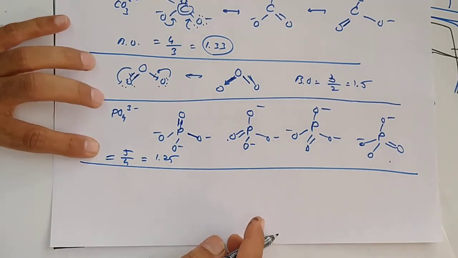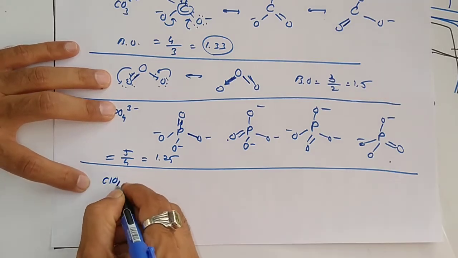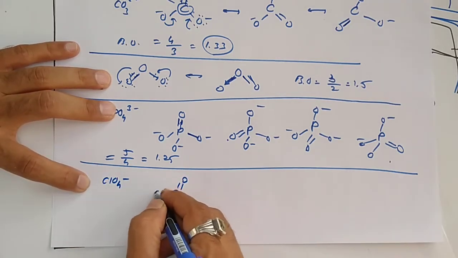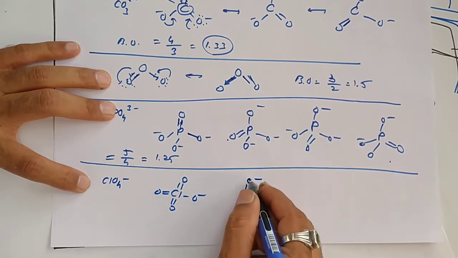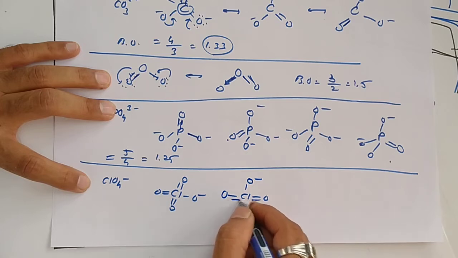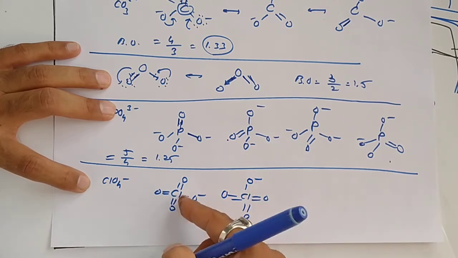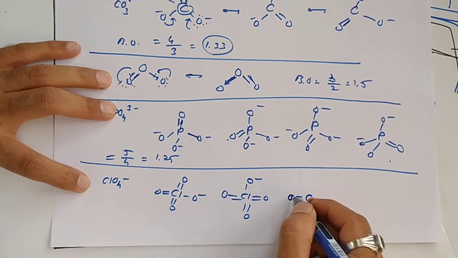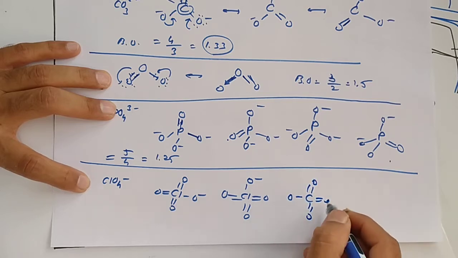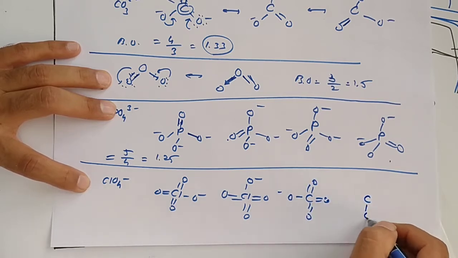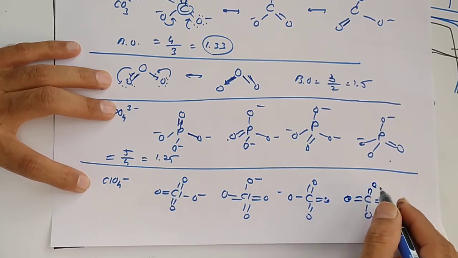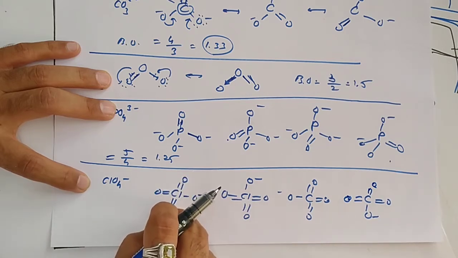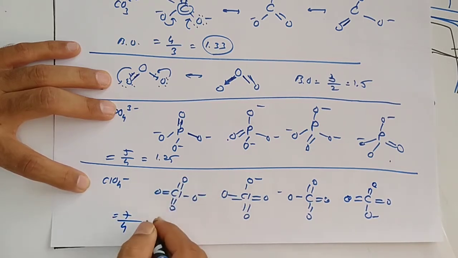Now in ClO3 minus, ClO4 minus, here also it changes its place 4 times, 1, 2, 3 and 4. Total number of bonds are 2, 2, 2, 6 and 7. Divide by 4. So 1.75.